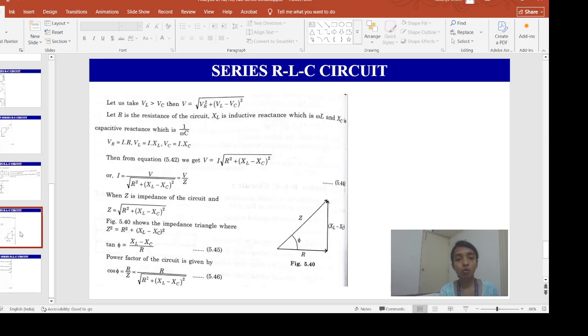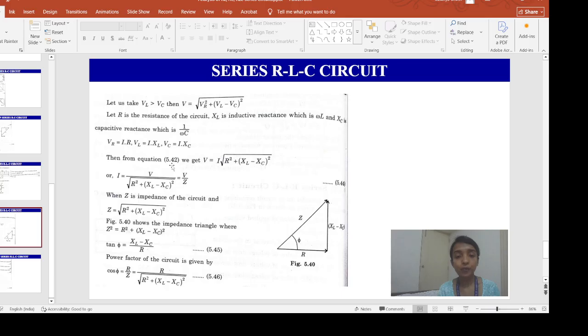Okay, and at that time, what is the resultant vector we got? Root over of VR square plus VL minus VC whole square, where R is the resistance of the circuit, XL is the inductive reactance, and XC is the capacitive reactance. XL is omega L and XC is 1 by omega C. So we know all these VR, VL and VC values, right? VR is IR, VL is I into XL, VC is I into XC.